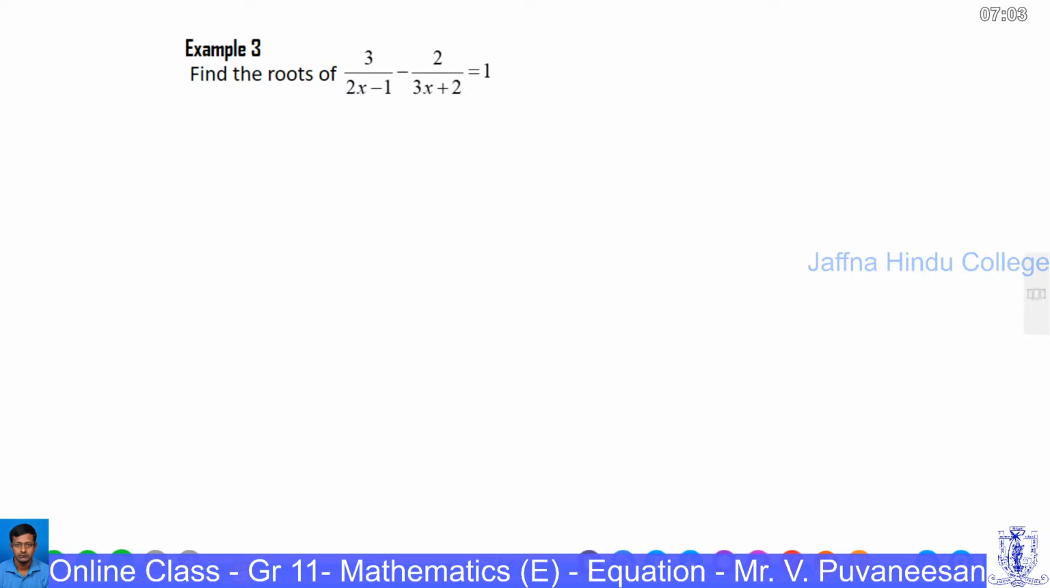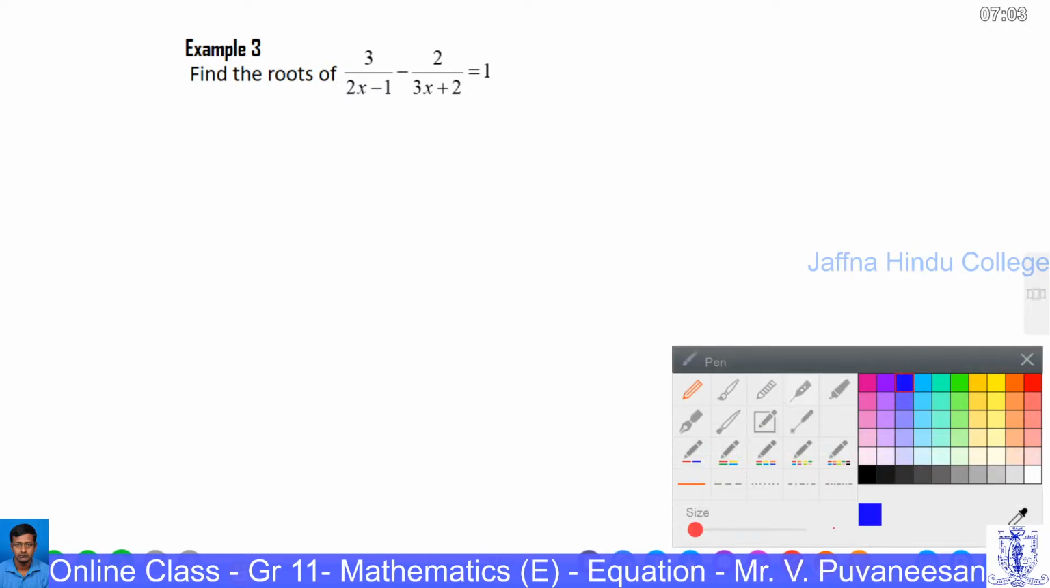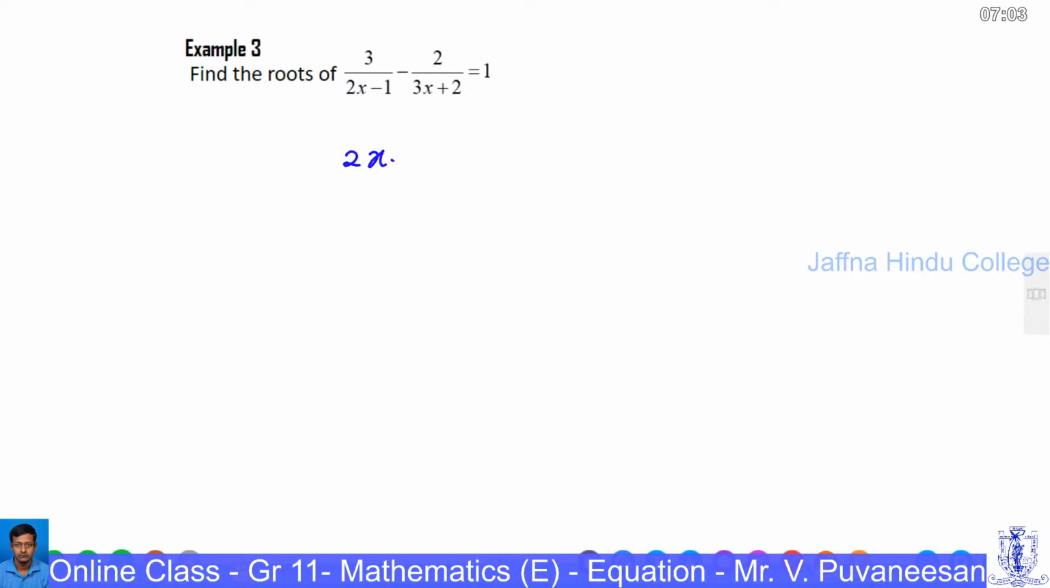What is the LCM? How do you know? You already studied in Grade 10 how to find the LCM for algebraic expressions. So you know the LCM of 2x minus 1 and 3x plus 2 is what? 2x minus 1 into 3x plus 2 is the LCM.